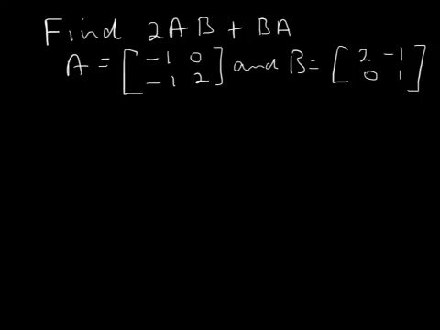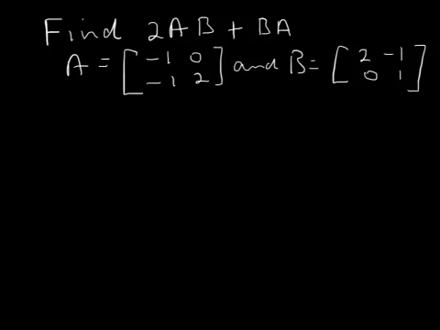Now in this one we've got what's called a scalar, haven't we? The 2 out the front. What that means is I could get rid of that 2 by multiplying everything in matrix A by 2. In fact I could, but I won't do that for this problem. Okay, so let's work out the first part of this by working out 2AB.